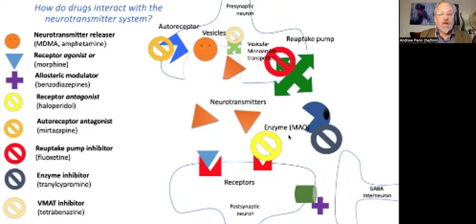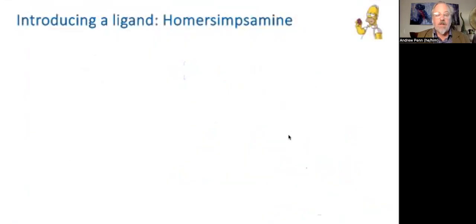And then finally, we can inhibit the repackaging of these neurotransmitters back into vesicles. VMAT stands for vesicular monoamine transporter. So it's moving the neurotransmitters back into vesicles where they're packaged back up and reused again. We can target that as we do with certain drugs that we use to treat tardive dyskinesia, known as VMAT2 inhibitors.